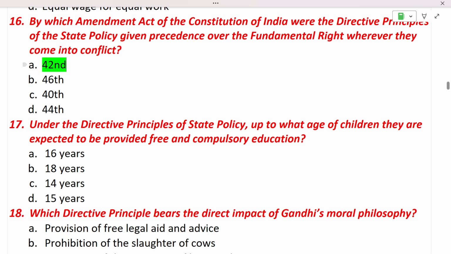Next, question number 17. Under the DPSP, up to what age are children expected to be provided free and compulsory education? It's a very easy one, you can do it. So the option is 16 years, option B 18 years, option C 14 years, option D 15 years. So the answer is C.